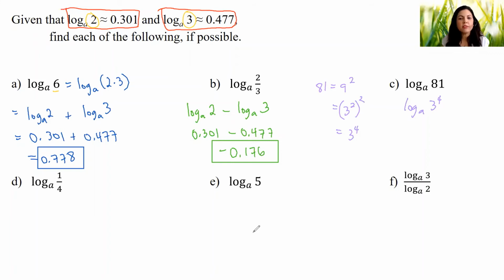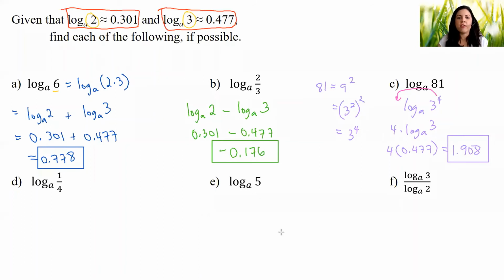And the reason that's helpful to us is because we know from the properties we just talked about, if we have something raised to a power, we can change that to a product. So this is the same as 4 times log base a of 3. And again, we know what log base a of 3 is. It's this decimal. So if we just take that decimal and multiply it by 4, we can find the value of log base a of 81. Pretty nifty, right? So that's how these properties can help us solve all types of different problems with just a little bit of information. Let's keep going.